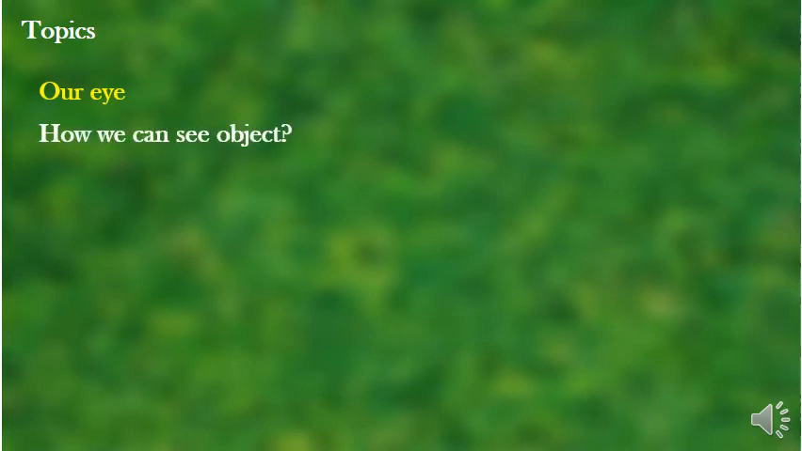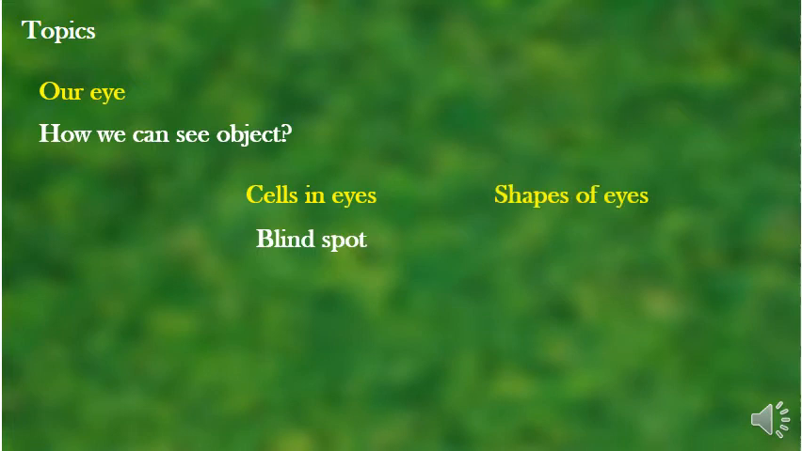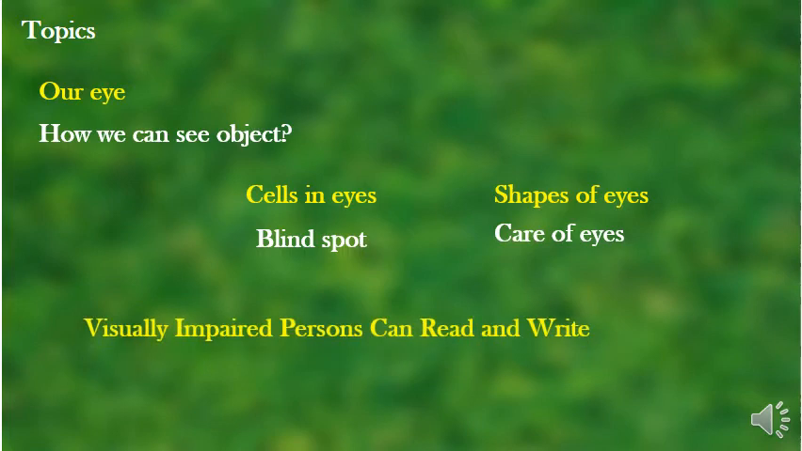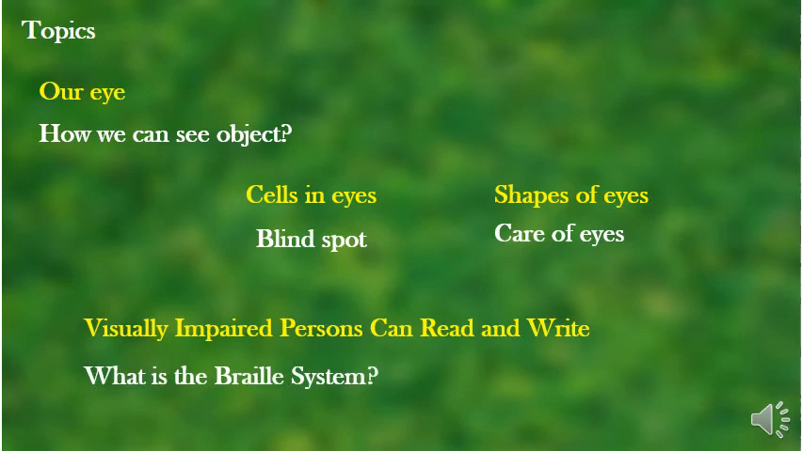Let us see the topics which we will be covering in this part. We will get to know about our eye, then how we can see different objects, then which cells are responsible for the vision in our eyes, then what is blind spot, then shapes of eyes, how to take care of our eyes, how visually impaired persons can read and write, and then what is the Braille system.